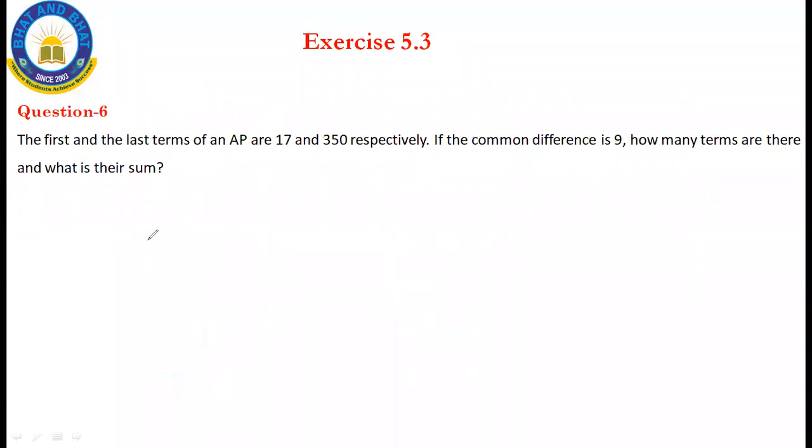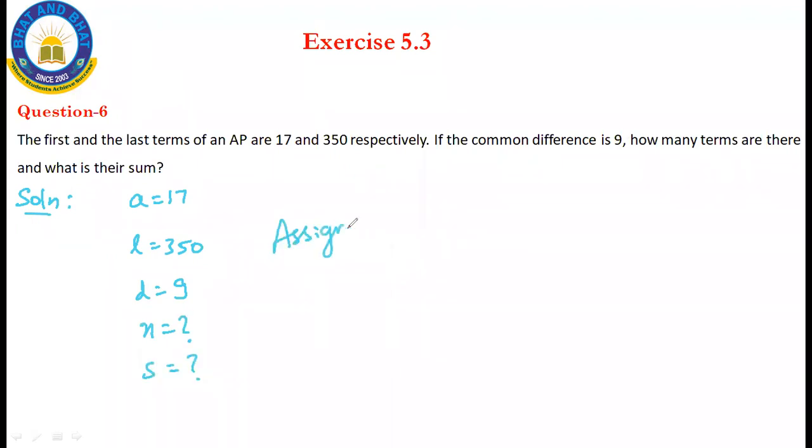The first and last terms of an AP are 17 and 350 respectively. The first term is 17, the last term is 350. If the common difference is 9, how many terms are there and what is the sum? So this is a similar question, and this is your assignment. Please note down, question 6 is assignment.